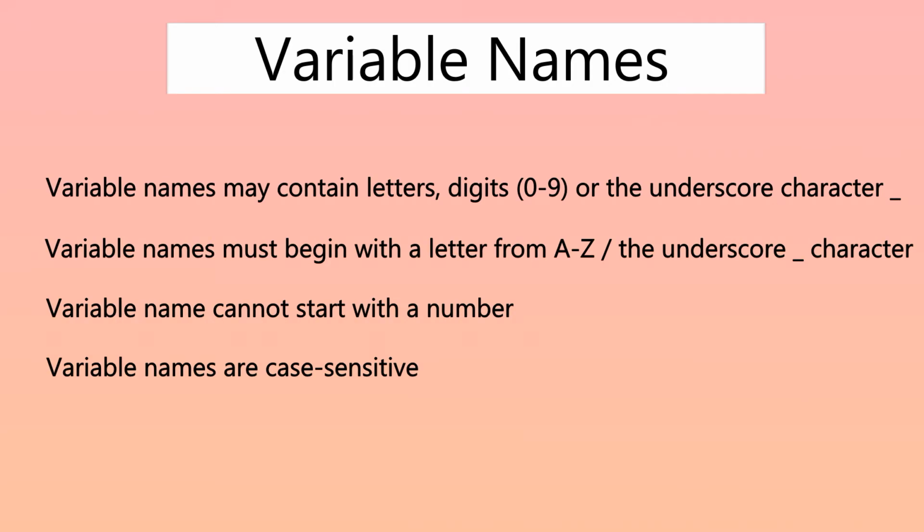We have some rules for variable names. Variable names may contain letters, digits 0 to 9, or the underscore character, and variable names must begin with a letter from A to Z or the underscore character. Variable names cannot start with a number, and variable names are case sensitive.